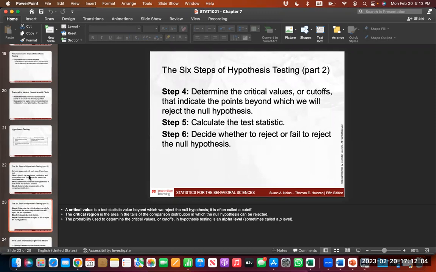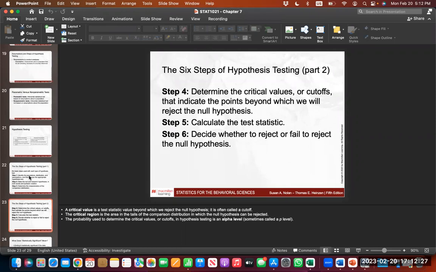Next, we determine the critical values, that's our 1.96, minus 1.96 and plus 1.96, which gets us to our alpha. So once we have determined our alpha, then we find the critical values, then we find the numerical cutoffs, and then we're indicating the points beyond which we would reject the null hypothesis.